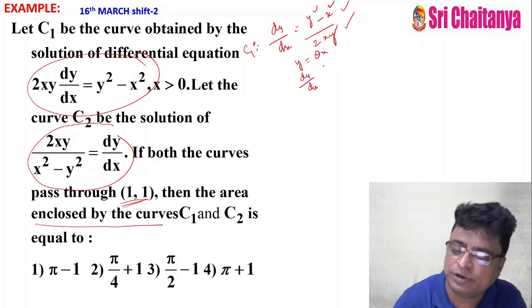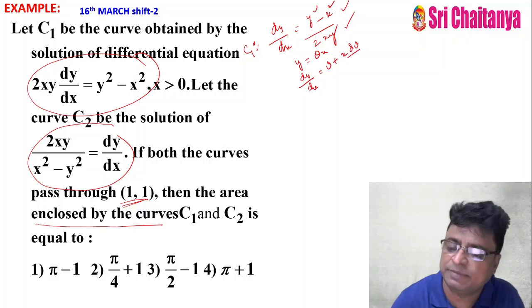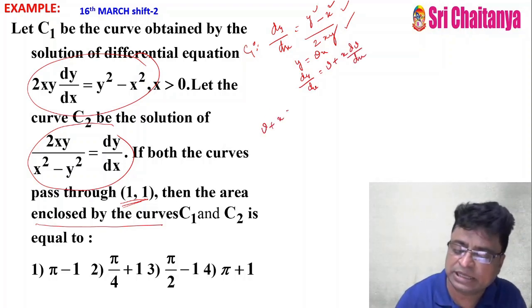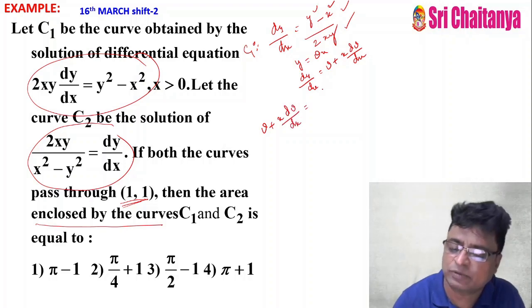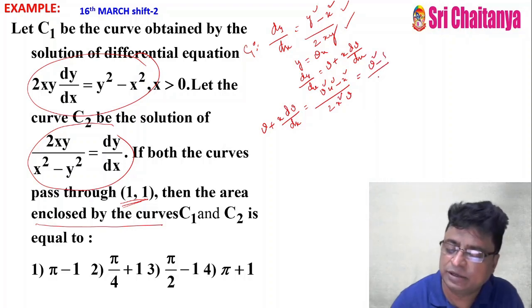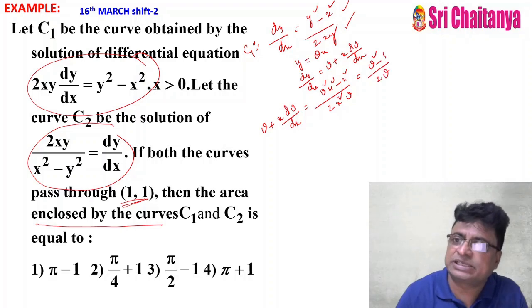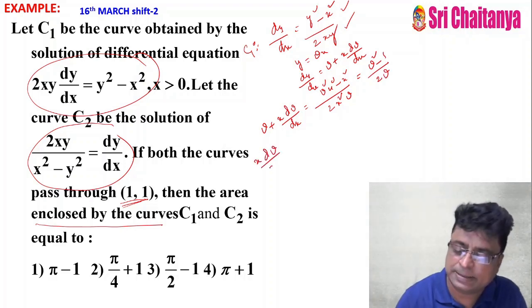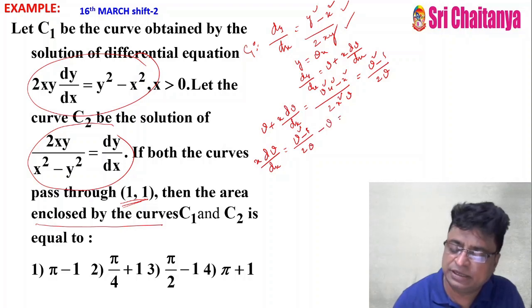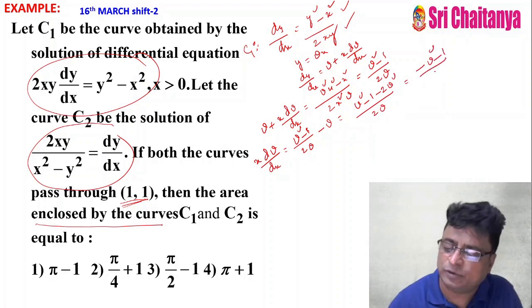So dy by dx is equal to V plus x into dv by dx. So V plus x dv by dx is equal to y square, that is V square x square minus x square, by 2x square V, in place of y if I have written V. So x square gets cancelled. V square minus 1 by 2V. Bring that V to that side. So x dv by dx equals V square minus 1 by 2V minus V. That is V square minus 1 minus 2V square by 2V. That is minus V square plus 1 by 2V.